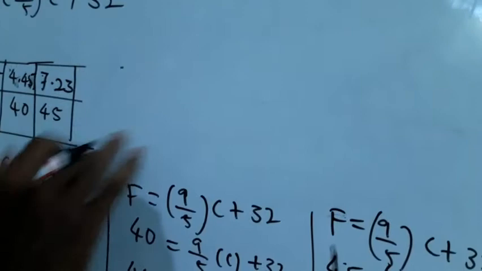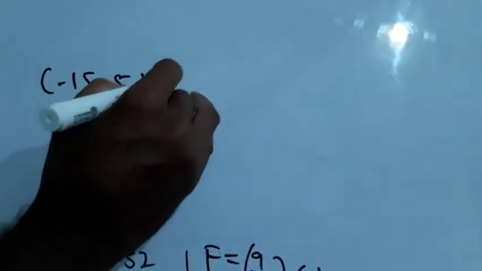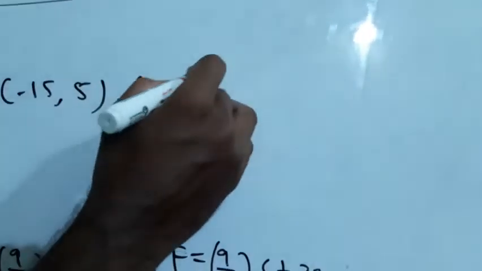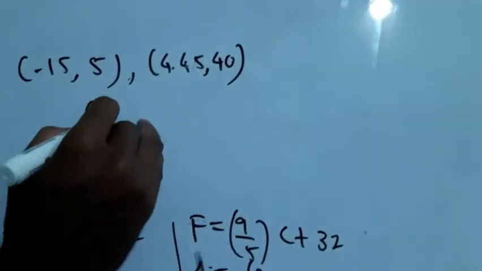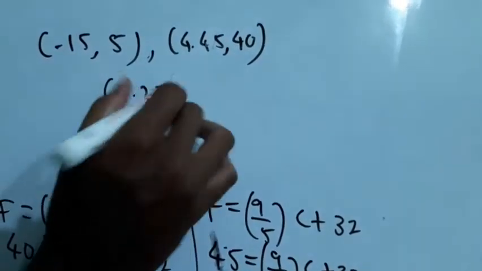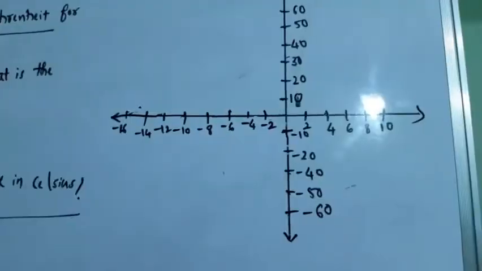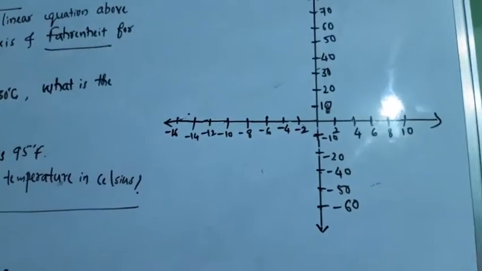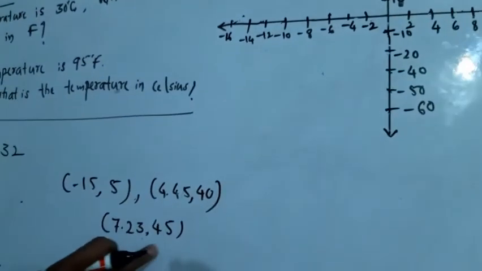So what are the coordinates? Minus 15 comma 5, 4.45 comma 40, 7.23 comma 45. Now we are going to plot these coordinates on the graph. The coordinates are minus 15 comma 5, 4.5 comma 40, 7.23 comma 45.